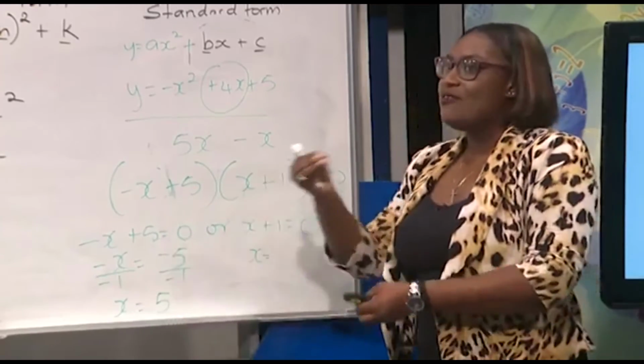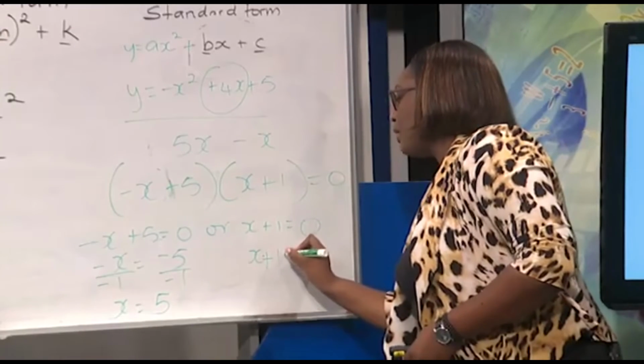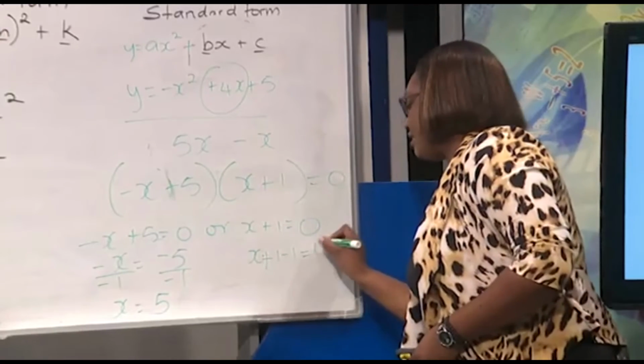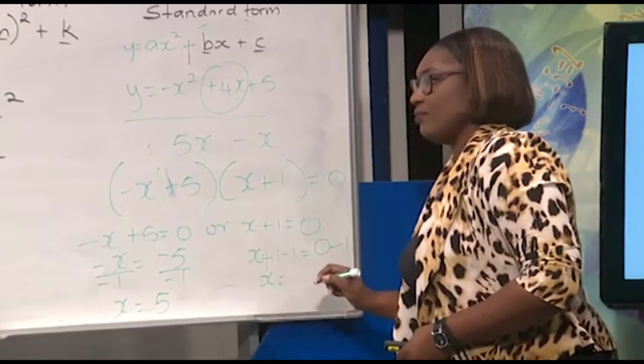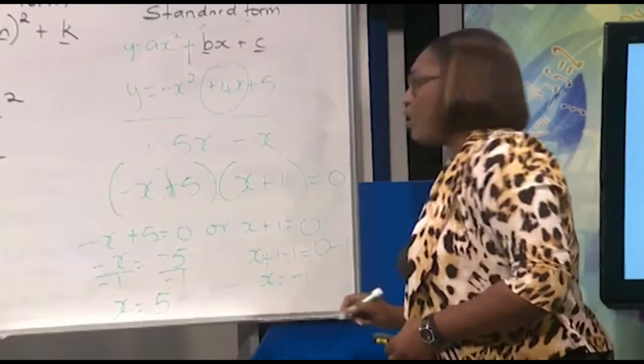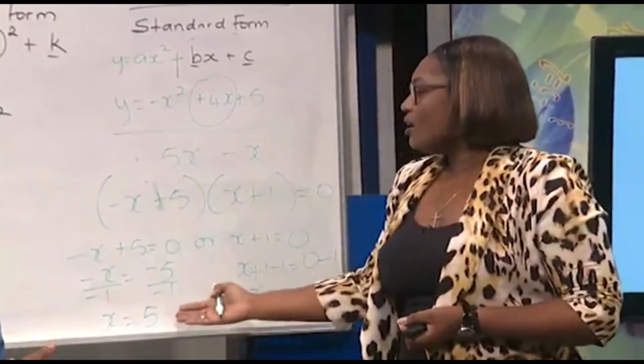Or x is equal to, since we're adding 1 to x, we're going to do the inverse to get x by itself, which is to subtract 1. So we're going to subtract 1 from both sides. That's right. So x is equal to negative 1.